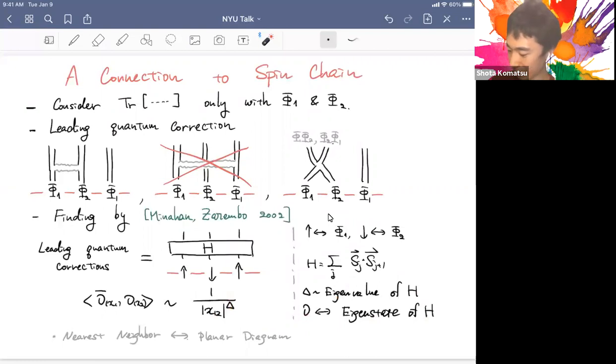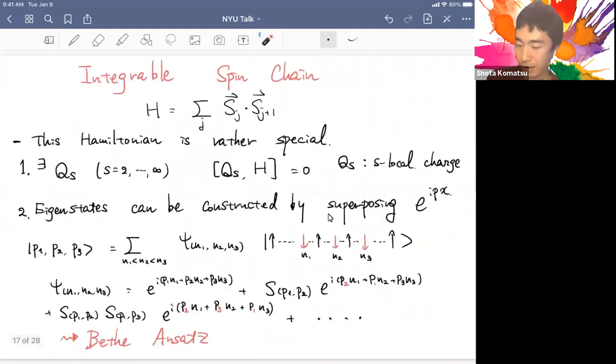And let me also emphasize that this Hamiltonian is, as you can see, a nearest neighbor interacting Hamiltonian, but that property is tied to the fact that you have a planar diagram, and you are not allowed to draw this diagram. Okay, so let's talk about this Hamiltonian. And this Hamiltonian actually turns out to be rather special. Why is it special? It's special because it actually contains infinitely many conserved charges, which commute with the Hamiltonian. So these are local charges.